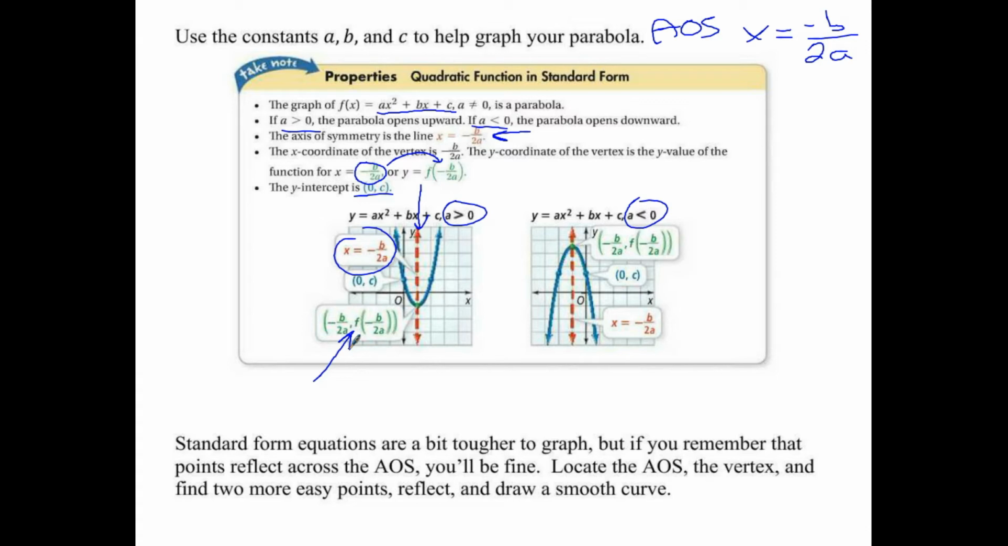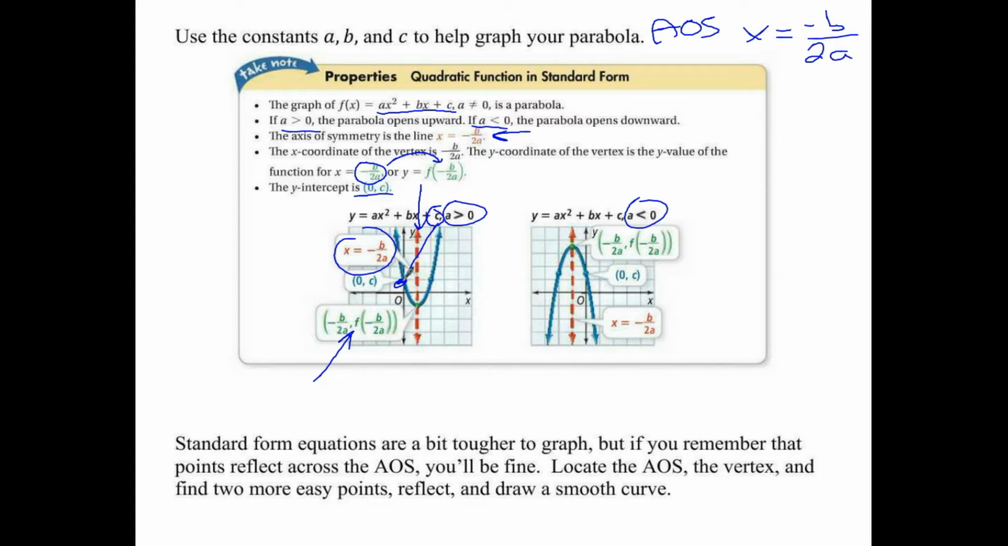So it's not hard math. It just takes a little bit of math to find the vertex, whereas in vertex form, the vertex is staring us in the face. Okay? Then we also have the y-intercept sitting right here in the equation, which translates into the y-intercept sitting right here on the graph, (0, c).